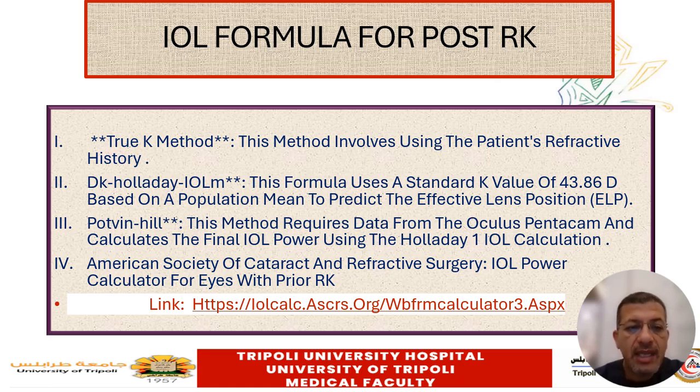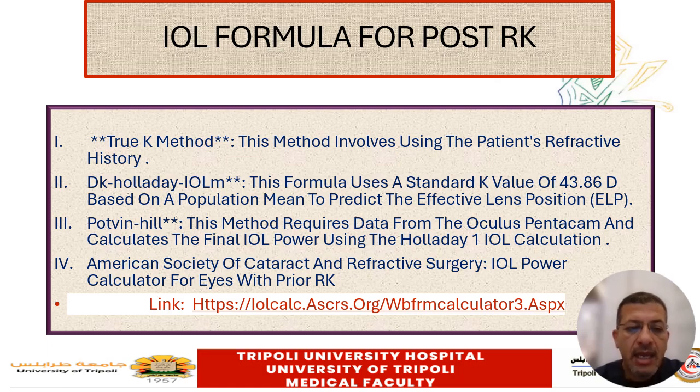So we have the Double-K Holladay IOL Master formula, which uses a standard K reading, which is around 43.86, and accordingly it estimates the power of the IOL. Or the Potvin-Hill formula based on the Pentacam measurements, so that it can predict the power of the IOL.